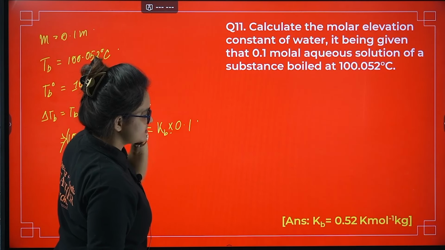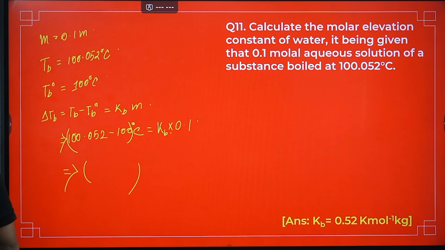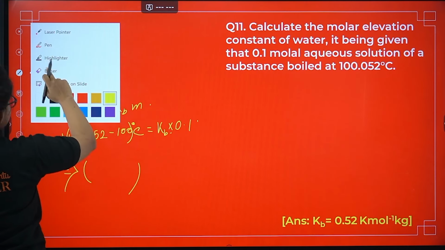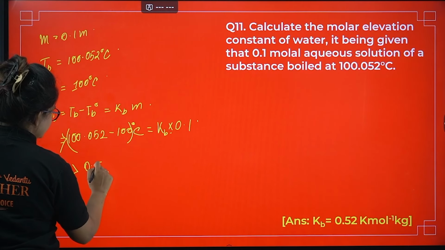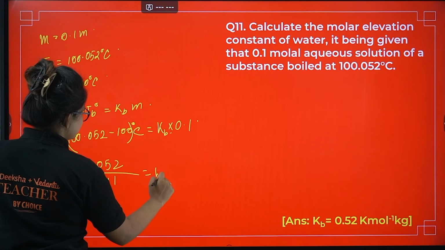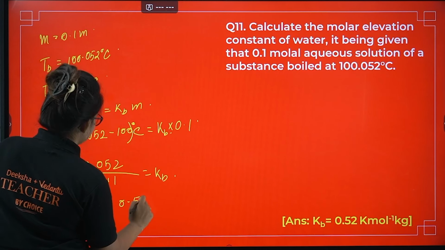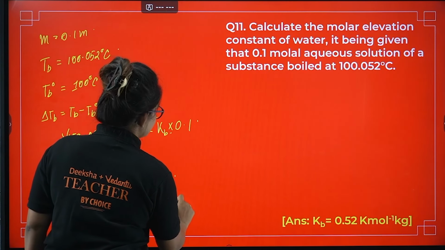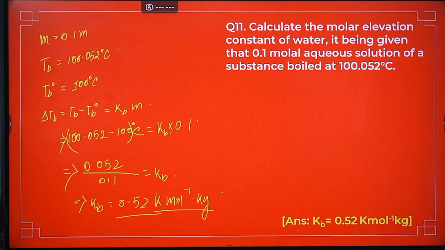Here you can see your answer of Kb is going to be 0.52. This calculation is way too simple actually. From here I get 0.052, divided by 0.1, that is the Kb value. So Kb is going to be 0.52, and the unit is Kelvin mole inverse kg. I guess this is clear to you.